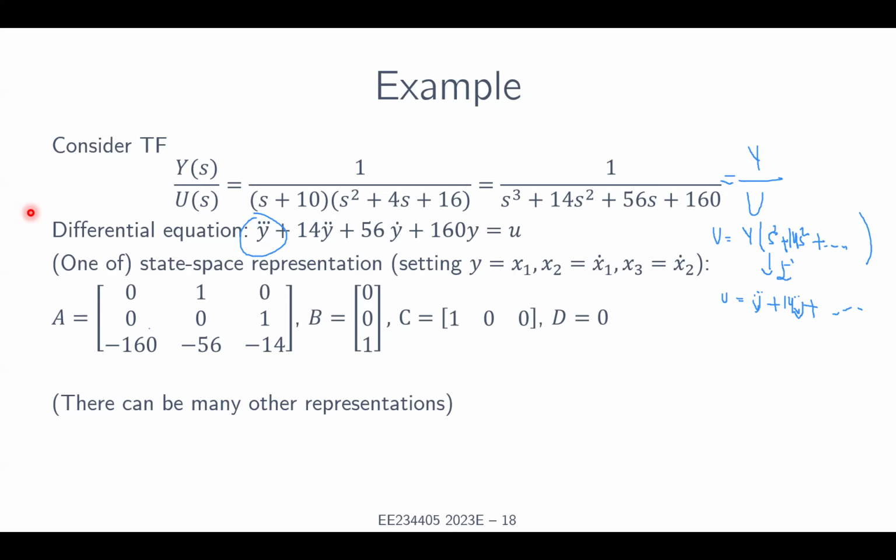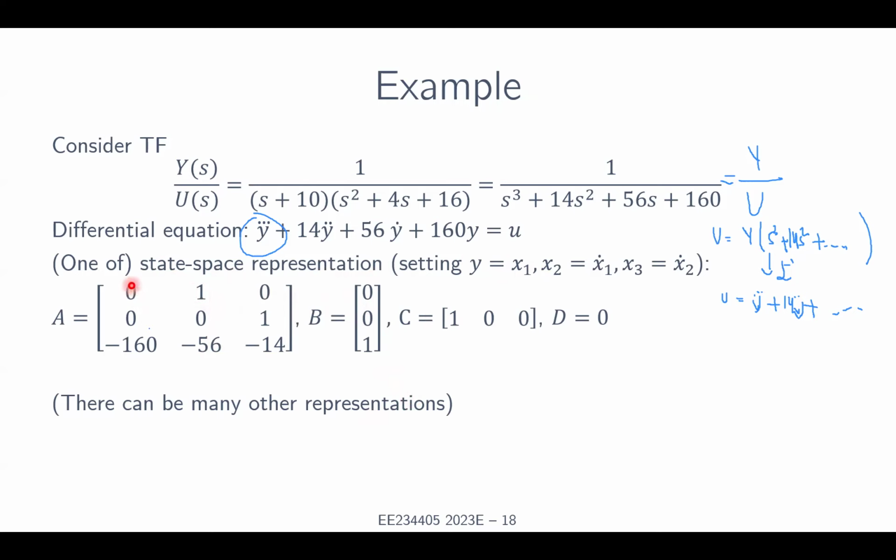Okay, so it should be correct now. And this is again one of the state space representations. If we set y equals x1, x2 equals x1 dot, and x3 equals x2 dot, then A, B, and C could be written like this. So this is the same as in the previous explanation, right?